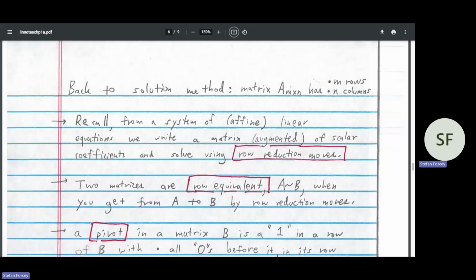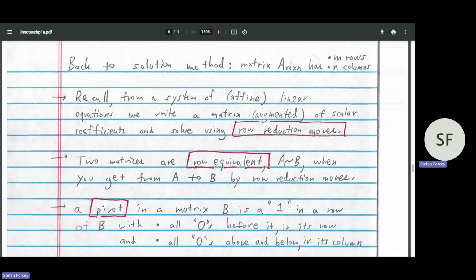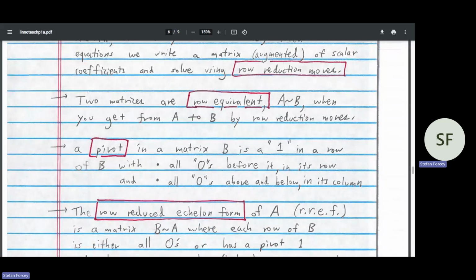And then we use row reduction moves. We do put an augmented last column onto that system of equations and onto the matrix, which is the constants. A couple of other terms.